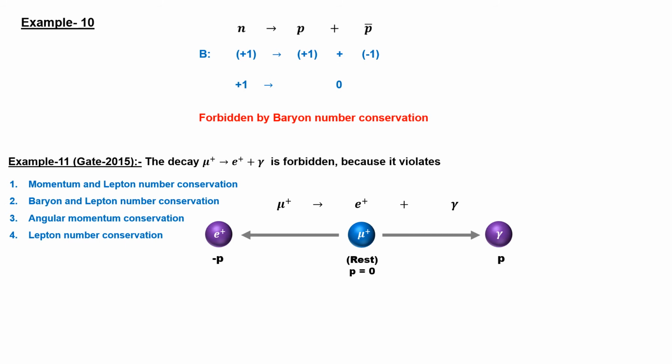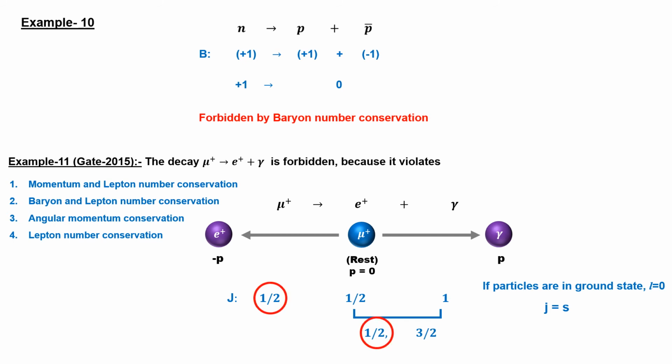Talk about angular momentum. In this question, there is no information about the orbital angular momentum of the particles. So we can assume particles in their ground state, S state, having orbital angular momentum 0. That means their total angular momentum will be equal to their spin angular momentum. Both the muon and the positron are spin half fermions, while the photon has spin 1. So the vector sum of positron and photon will be 1/2 or 3/2. This matches the spin 1/2 of the muon. That means this reaction also conserves angular momentum.